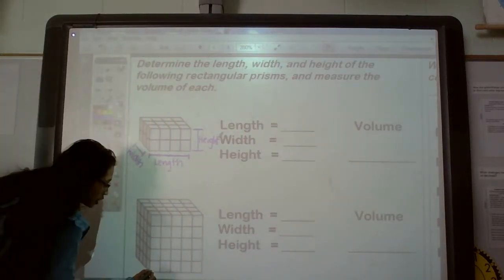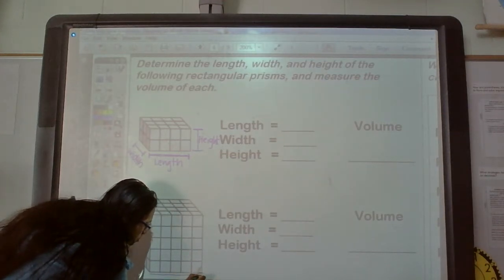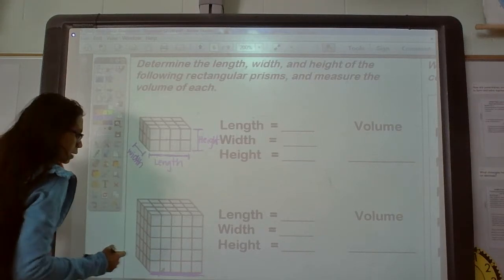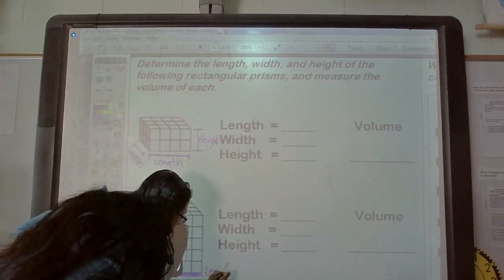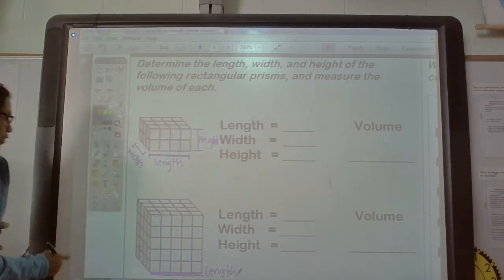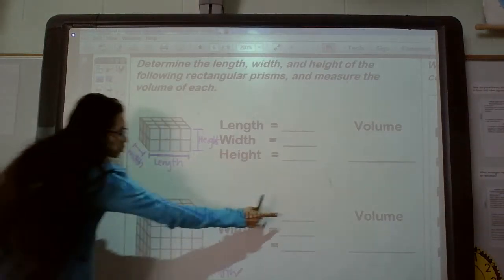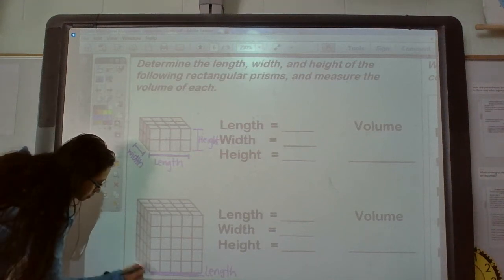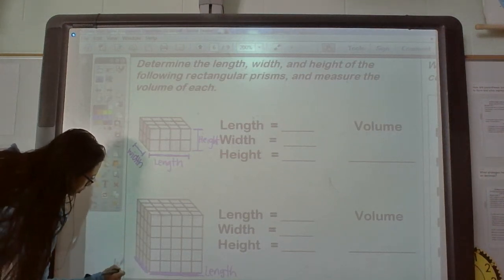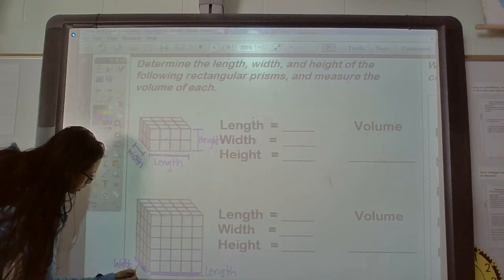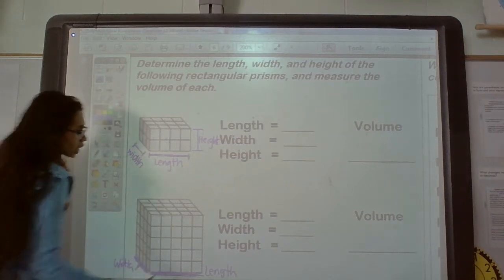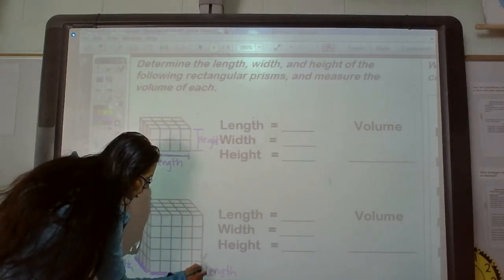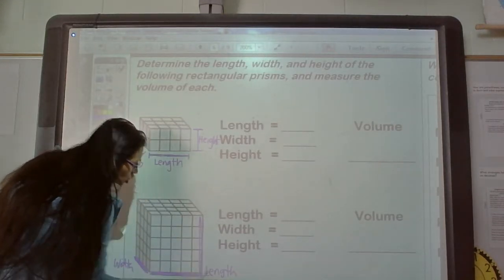The length, remember, from here to here, this right here, that is the length. I'm going to just put an L. No, I can write the word length. There's a length right there. And then, so write that number down here. Look. Right there. And then this right here, that's the width. Count it. Write that number down right there for the width. And then the height is from here to right here. How many cubes is that?